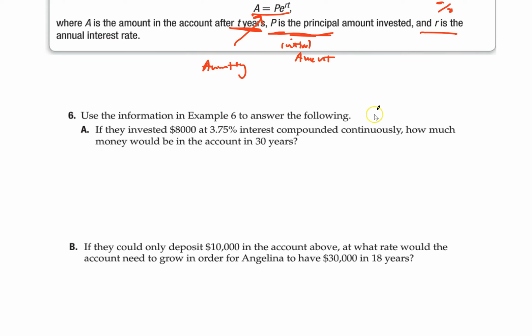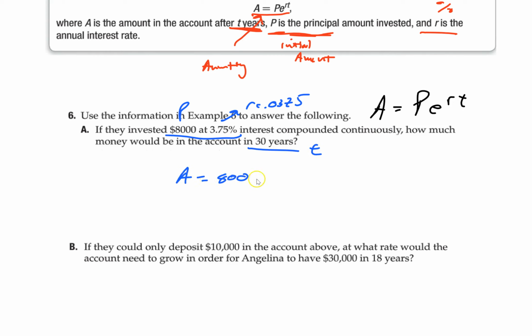So again, we're going to use this formula. I'll give it to you. Look what they give us. If they invested $8,000 at 3.75% interest, so already I have my investment, my P, my principal initial amount, and my R. Remember, move it over to make it a decimal, so 0.0375. Compounded continuously, how much money would be in the account after 30 years? That gives me my T. So everything I need. If I deposit $8,000, e to the rt at 0.0375 times 30 years, how much money would I have at the end?